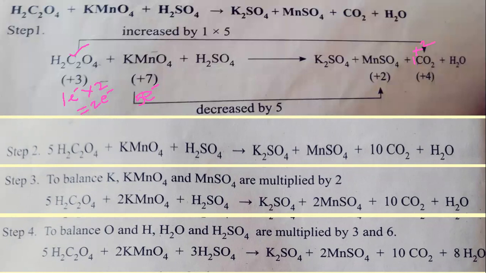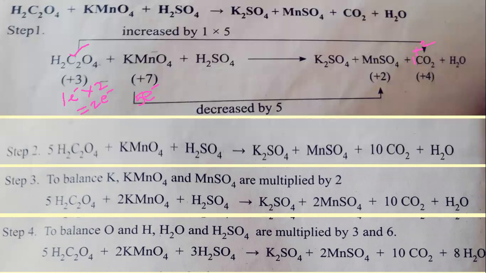So next we'll count for the potassium and manganese. Lastly we come for this oxygen. So potassium 2 in the reactant side. So in the product side also 2. So that gets balanced. And here manganese, 2 manganese. So product side also 2 manganese. So that also gets balanced.